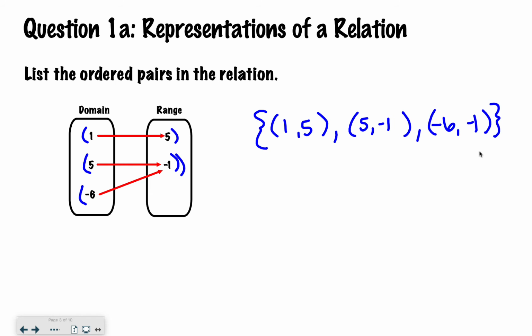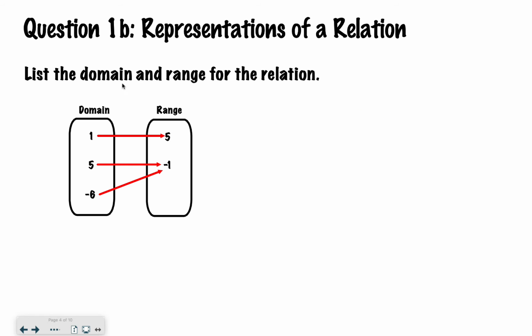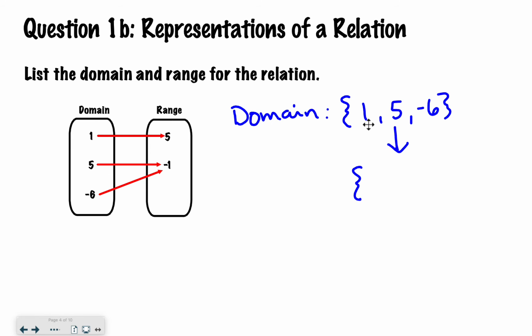All right. Now I want you to list your domain for this function. Good luck. All right, some of you maybe wrote 1, 5, -6. Use the squiggly brackets, but remember we're going to write them least to greatest. So the best answer you could give would be -6, 1, 5.